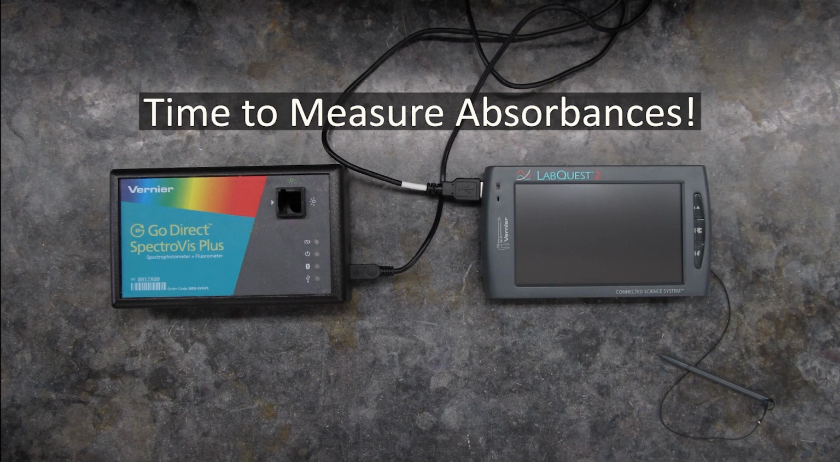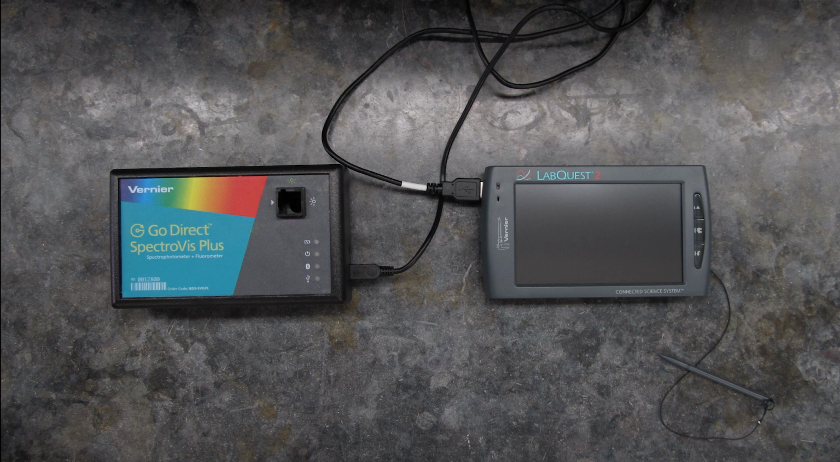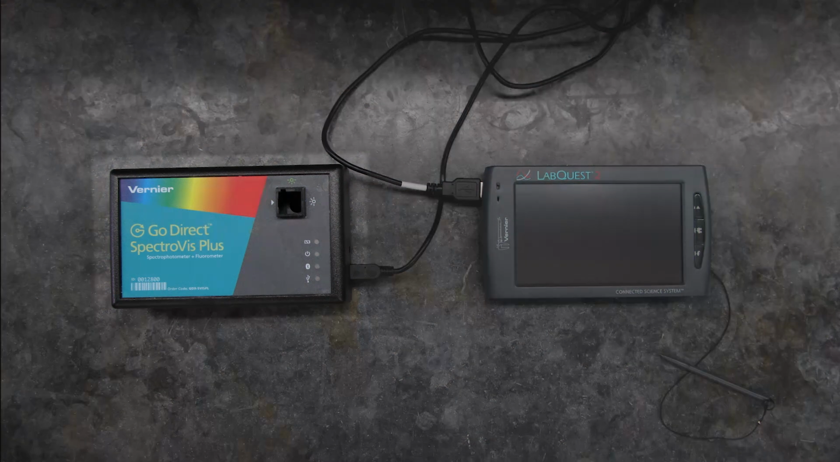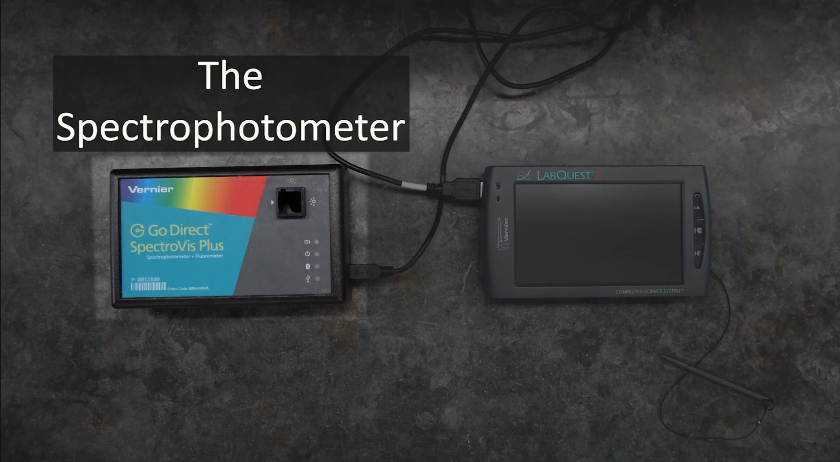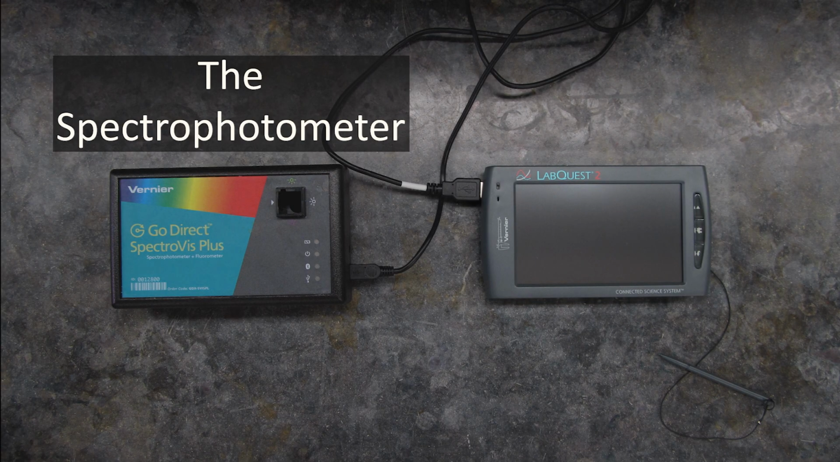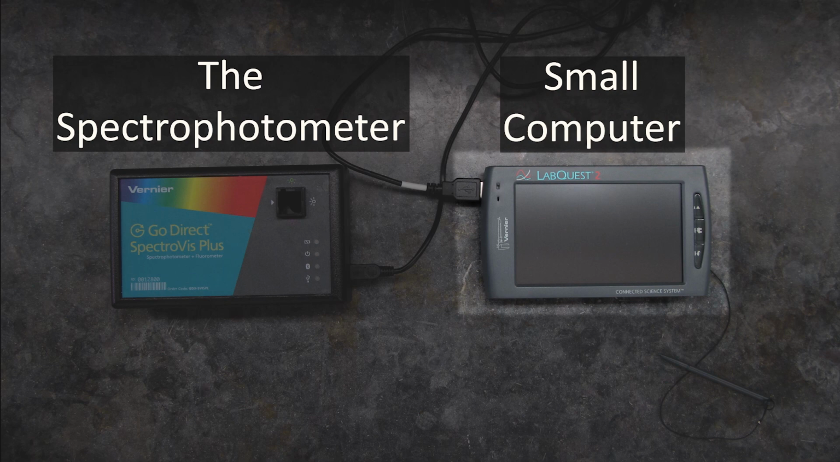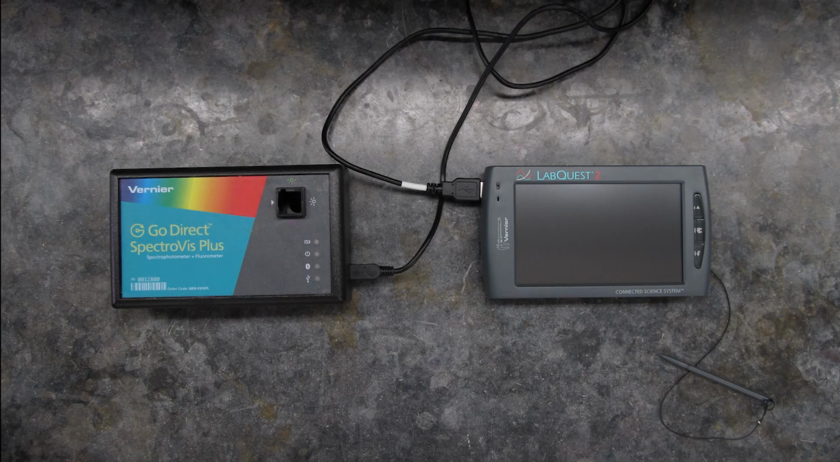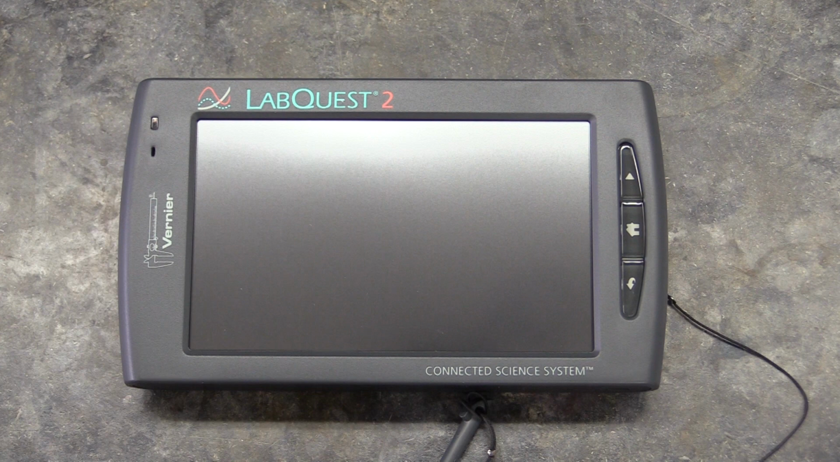Once you've got your solutions made, the next thing you'll do is measure their absorbances, as well as the absorbance of a known solution and an unknown. And here's the equipment you'll use to take these measurements. On the left is a spectrophotometer, which is the instrument that actually reads your solutions. And on the right is a small computer you'll use to control the spectrophotometer and view the information it gives you. Now, before you can use a spectrophotometer to measure anything, you have to calibrate it.